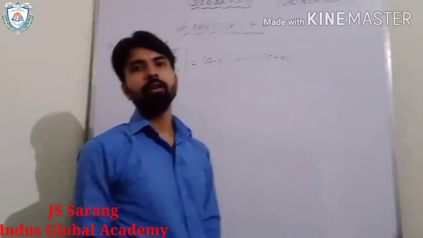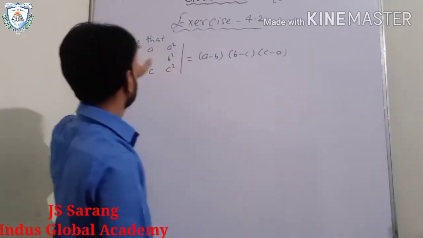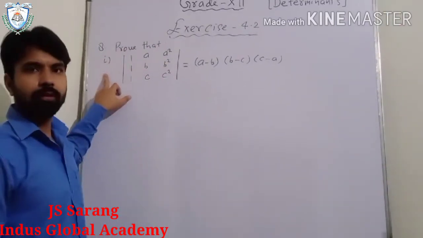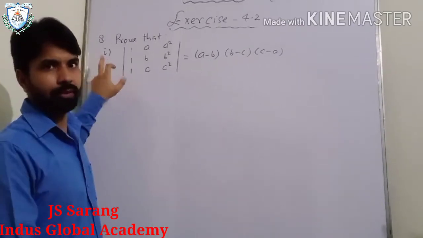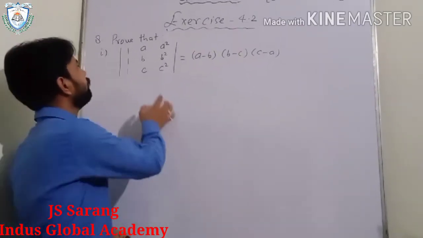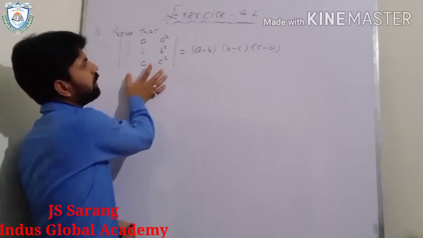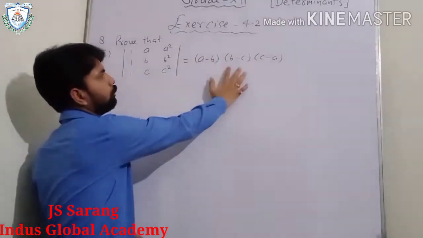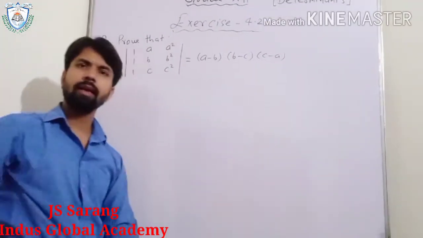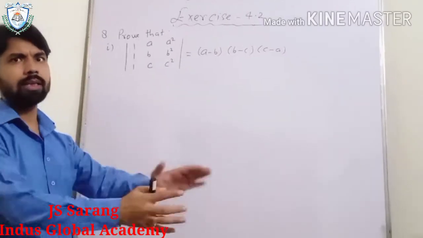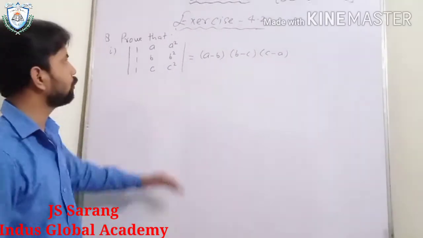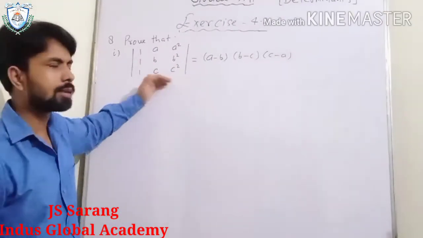Students, now I am going to explain question number 8. There are two parts. I will explain the first part. We have to prove the value of this determinant will be A minus B into B minus C into C minus A. Clear? Process will remain same. We will have to take the left hand side.